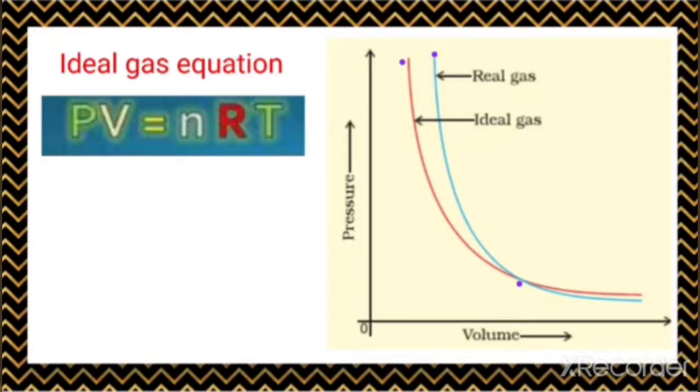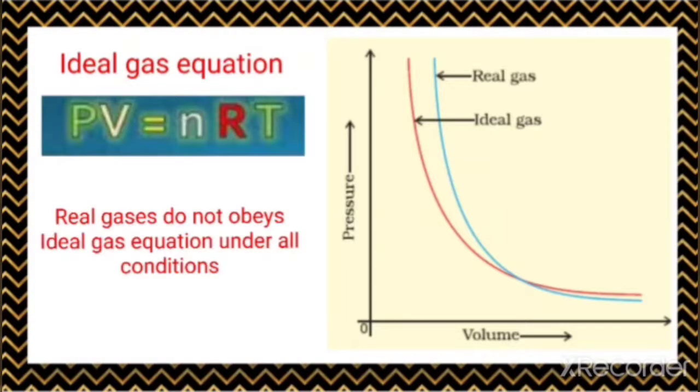So from these two plots, it is clear that real gases do not follow the ideal gas equation perfectly in all conditions. We can say that real gases do not obey the ideal gas equation under all conditions.